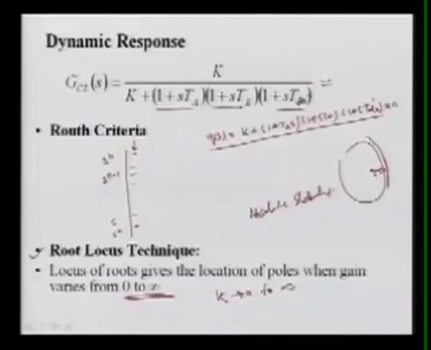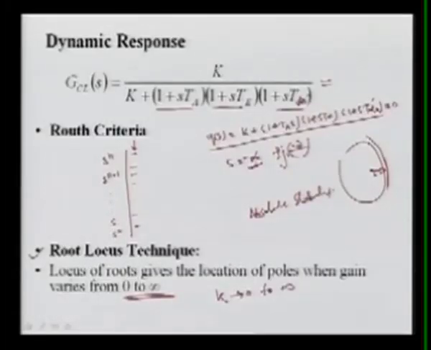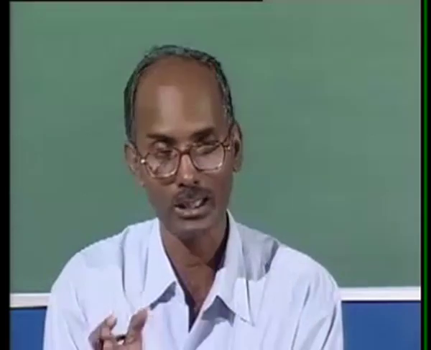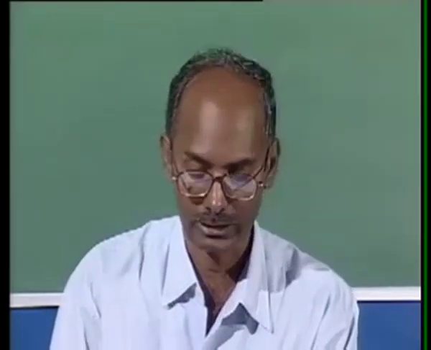And always this s should be negative, plus or minus some imaginary part, with coefficients alpha and omega. So this must be negative in all cases, but by varying k there is a possibility that it may go to the positive side and the system will be unstable. So this root locus technique gives information on how the roots change when you change the gain, whether they will cross into the right half of the s plane or stay in the left half plane. So we can decide the gain, and it will give the relative stability as well.